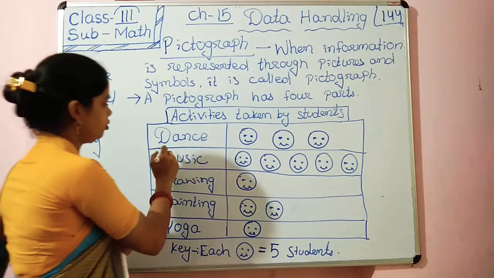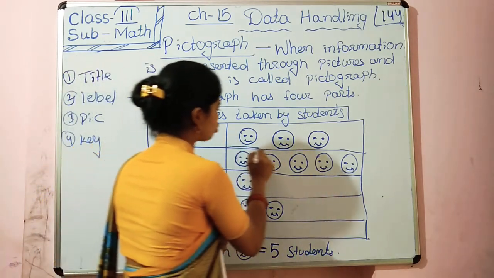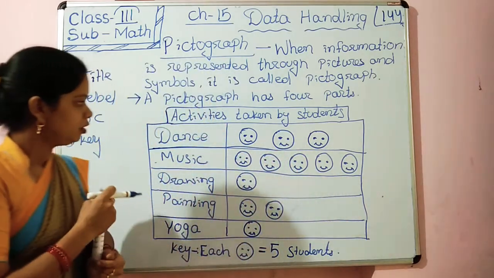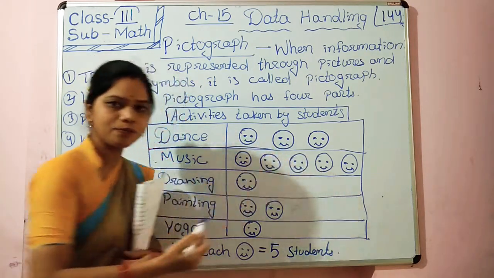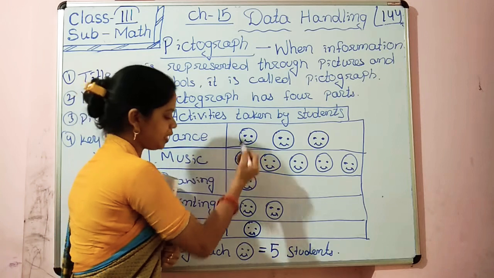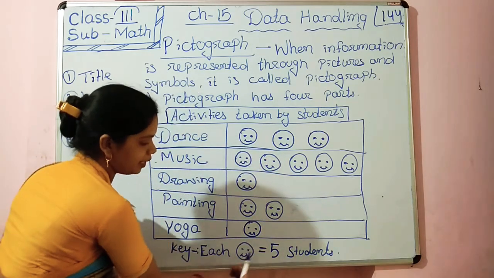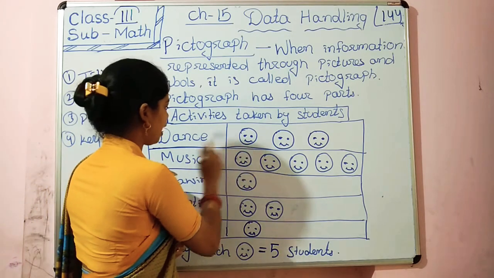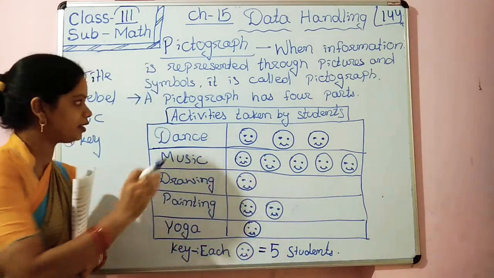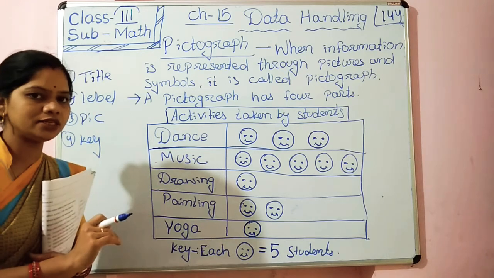Look, in the dance competition, how many smiles? 3 smiles. Each smile represents 5 students. Look, each smile represents 5 students. Okay. Here, how many students take part in the dance activities?